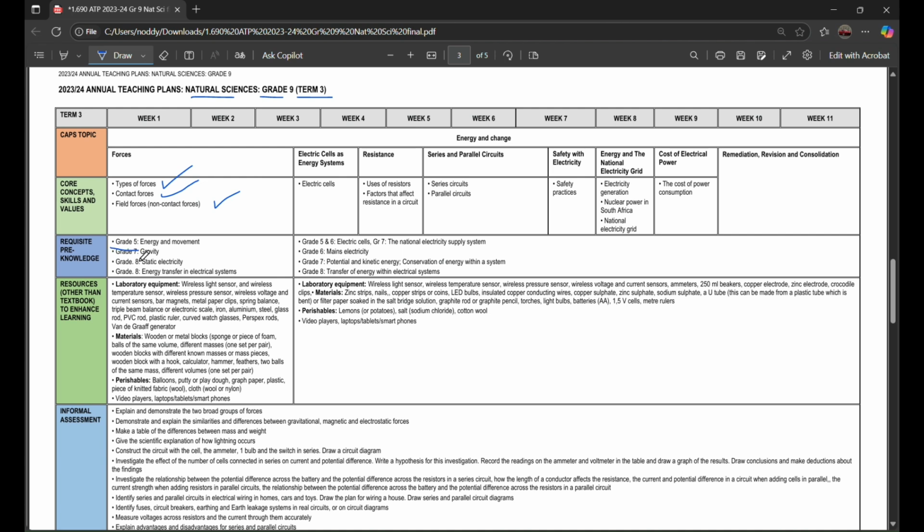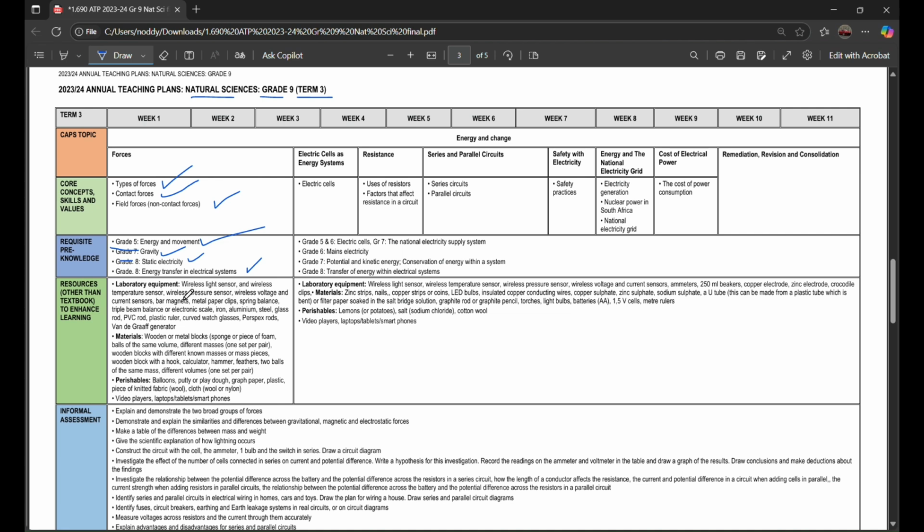We also deep dive into the grade 5 energy and movement, grade 7 gravity, grade 8 static electricity, grade 8 energy transfer in electrical systems. There will also be definitions provided.